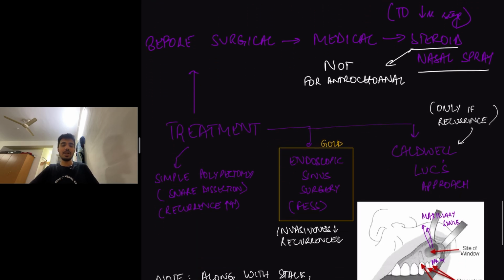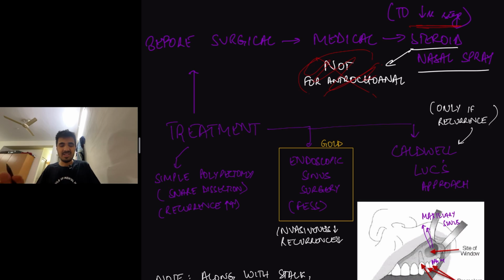Then coming to the management of antrochoanal polyp. Always, before we go to surgical management, we prefer to do conservative management. So we give intranasal steroid nasal spray to decrease the size of the polyp or to suppress early polypoidal changes, and pre-op also we'll give it for reducing the size of the polyp.